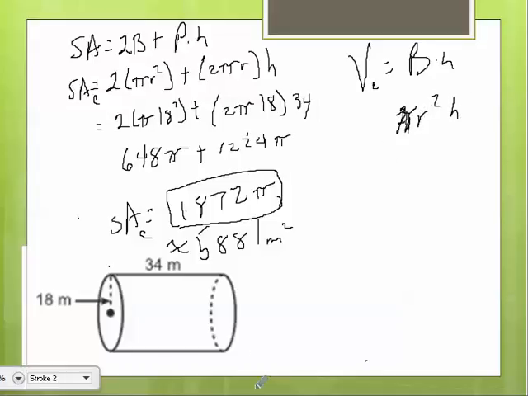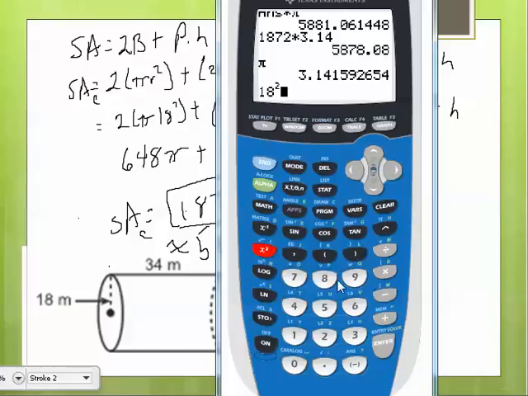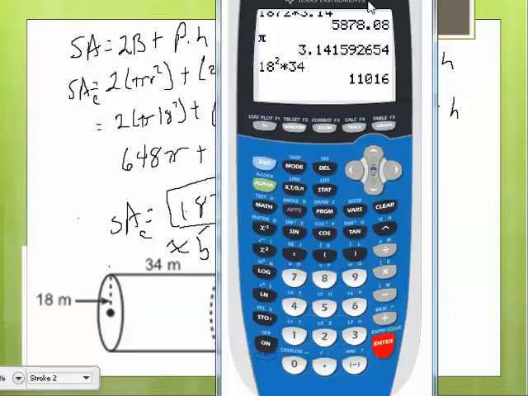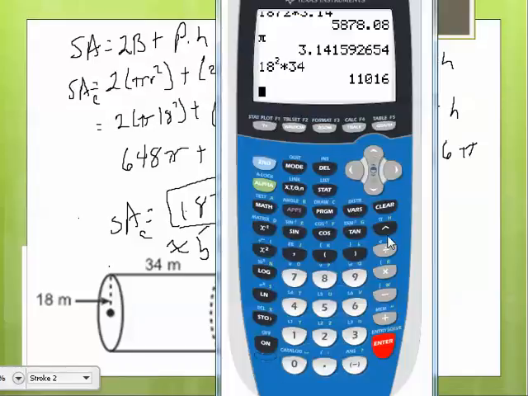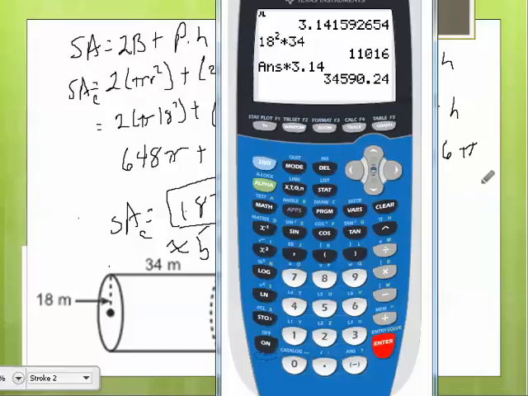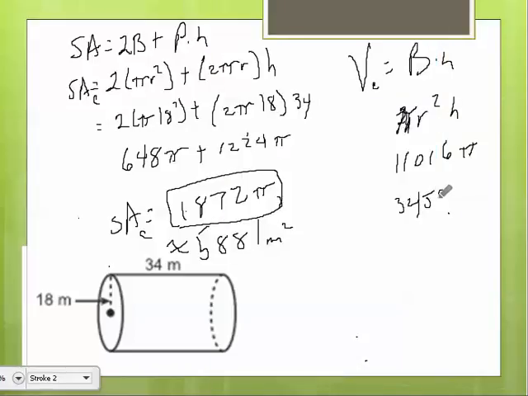So all I got to do is go to my calculator and say, oh, not that, calculator. Thank you. 18 squared times 34, and I will have 11,016. That is 11,016 pi. Pi, because there's a pi here still. That's my volume. And if I want to find an approximate number for that, I can multiply it times 3.14 if that's what they're giving me to use for pi, and I wind up with 34,590 cubic meters. And that's the volume of the cylinder.